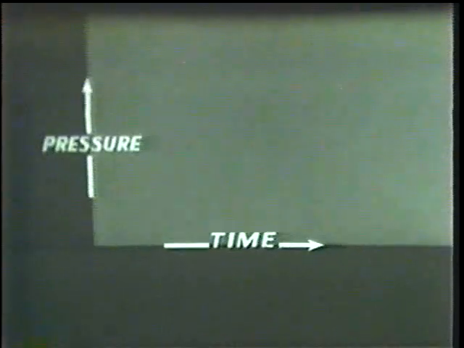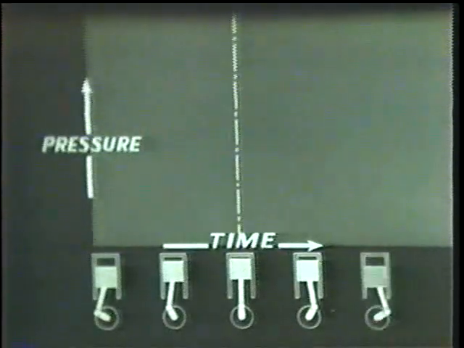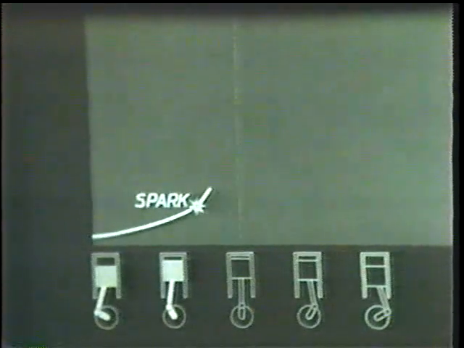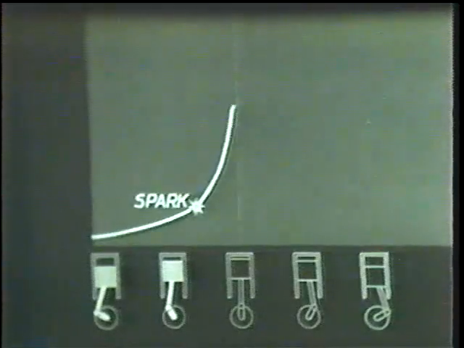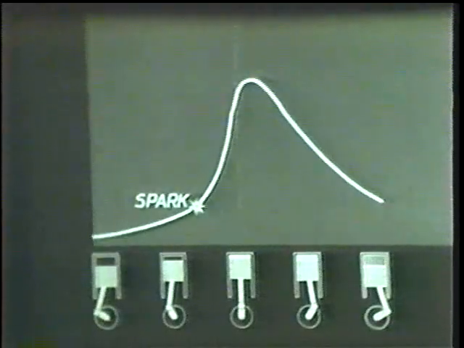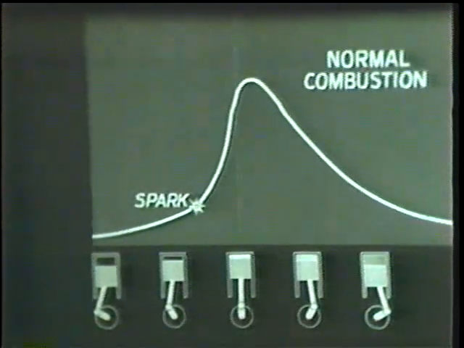Combustion can also be shown in the form of a graph. Pressure is indicated vertically, time horizontally. That is, the time required for those parts of the compression and power strokes shown here. The pressure increases as the piston rises on the compression stroke. When the spark ignites the mixture, the pressure increases very rapidly. As the piston is pushed down on the power stroke, the pressure decreases. This record of normal combustion shows smooth, even development of full power.